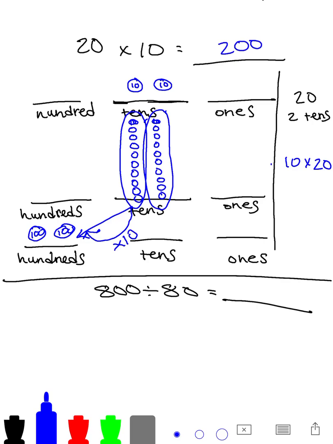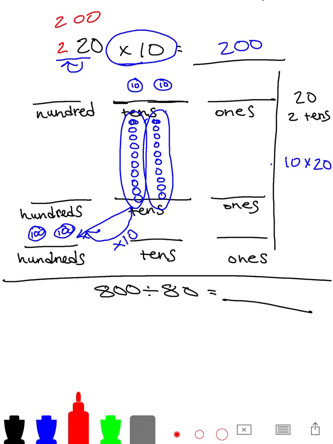So every time we move our digit one place value to the left, we become 10 times larger. So when I move my 2 one place value to the left, it moves into the hundreds place, and my number becomes 200.